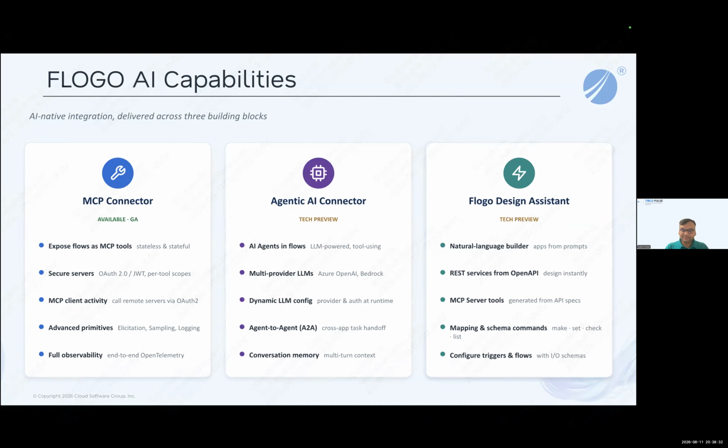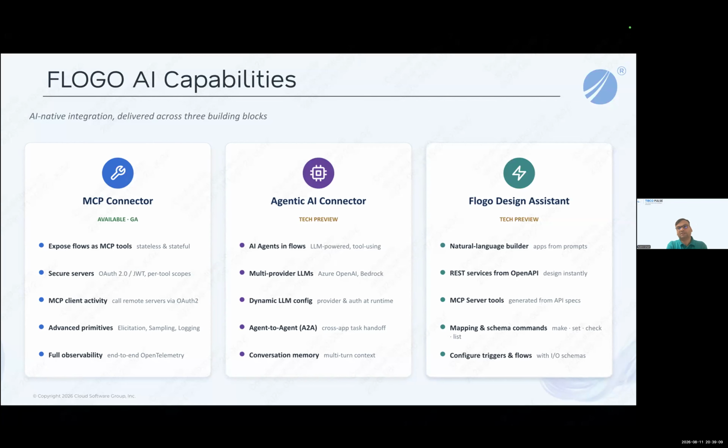And then next is the agentic AI connector that we'll see in the demo in detail, right? Wherein you can build AI agents with Flogo. You can use it as a trigger or an activity. You can dynamically configure LLM providers or MCP servers at runtime, and it supports the A2A protocol, so you can invoke external agents also via the invoke AI agent activity, right? And you can store your conversations. You can customize your guardrails in the agentic AI connector. It's in tech preview, and we would love to hear your feedback once you try it out.